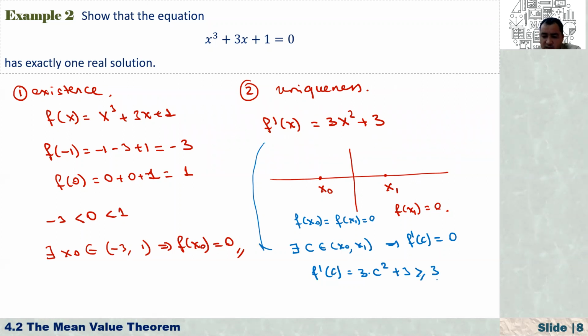It's never equal to 0, which means that such a point does not exist, which means that actually we don't have such x1. If we had, it would have to satisfy this condition, and we would be able to use Rolle's theorem. Now we can conclude that there is only one root of this equation. It doesn't have more than one root.